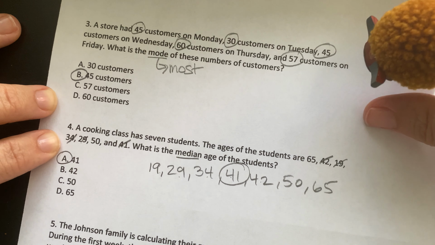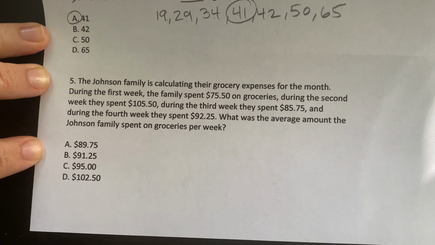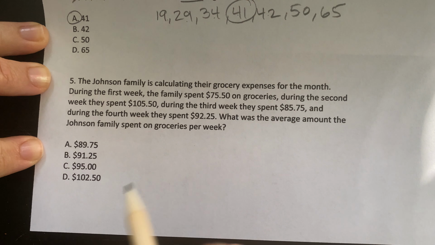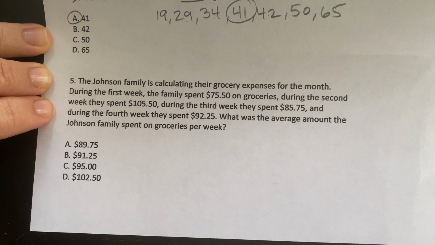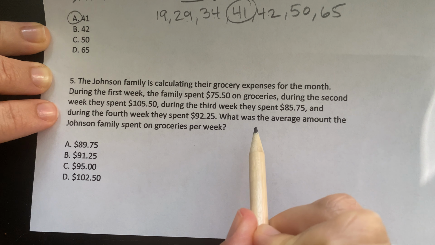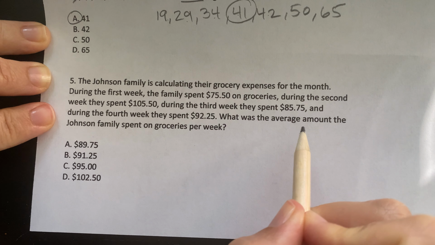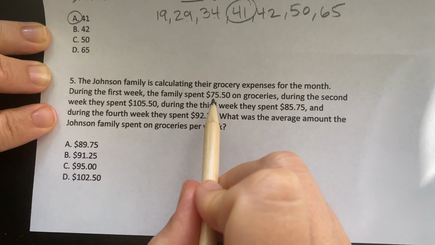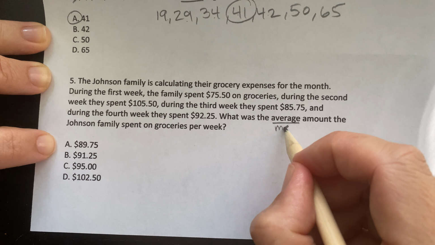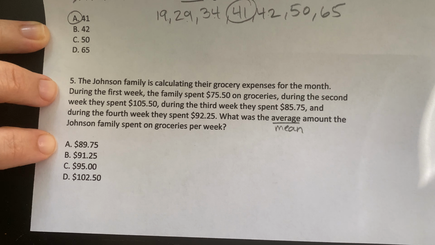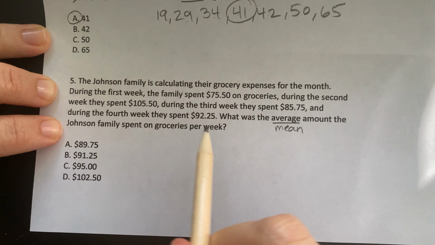All right, last problem. Go ahead and pause your video. All right, when you have these long word problems that are like super long paragraphs, just like with a reading question, like paragraph comprehension, I go straight to the bottom and just figure out what the question is, so that way I understand what I need to be looking for. So I'm looking for average, which is another word for mean. And so it says what the average amount the Johnson family spent on groceries.